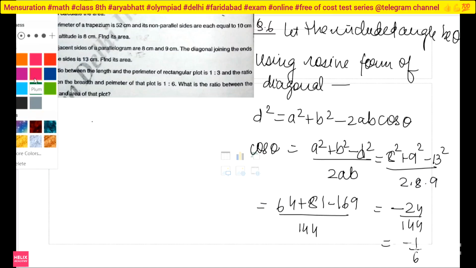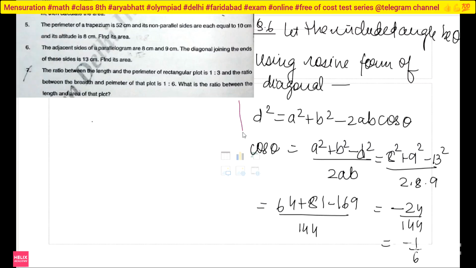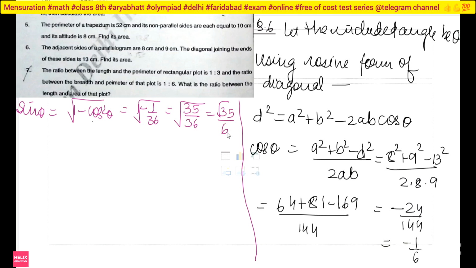So I'm just changing the color. Okay, so when cos theta is your minus 1 upon 6, sin theta has the relation of 1 minus cos square theta under root. So I will say 1 minus 1 upon 36 under root, or I can say that it will be 35 upon 36 under root, or under root of 35 upon 6, right? I have sin theta equal to this. Now the parallelogram area will be AB sin theta, or I can say 8 into 9 into under root of 35 divided by 6, right? So it is 12 under root of 35.